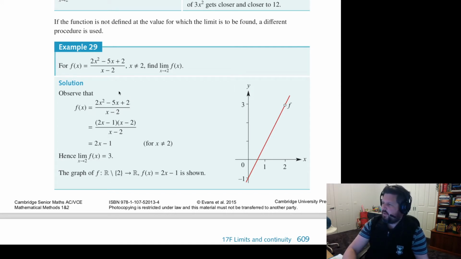The good news is the top line of this function does factorize to 2x take away 1, x take away 2. Then this x take away 2 cancels out with the x take away 2 on the bottom line. That fits into itself once, and that fits into itself once, which leaves you with 2x take away 1. Now, when you've done that, you can then evaluate the limit by substituting 2 into it. 2 times 2 is 4. 4 take away 1 is 3. So you can get that limit with that one.